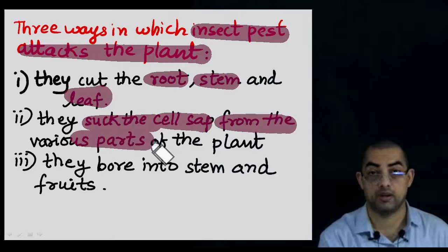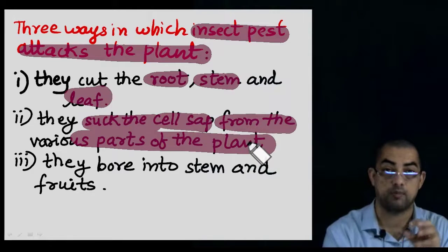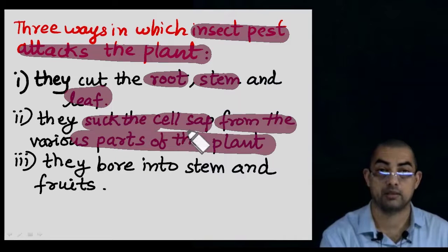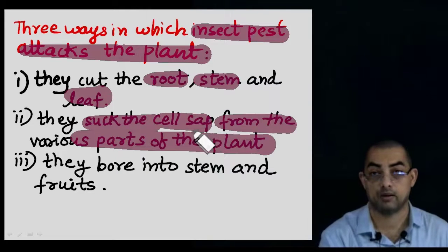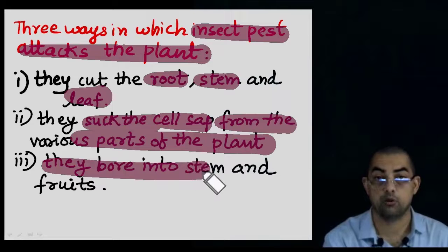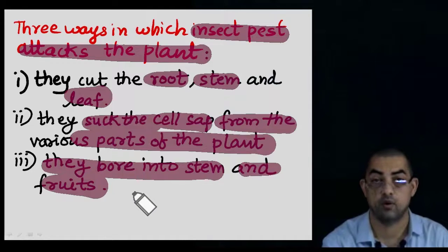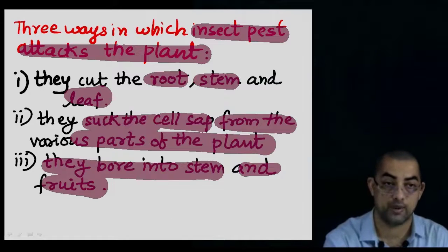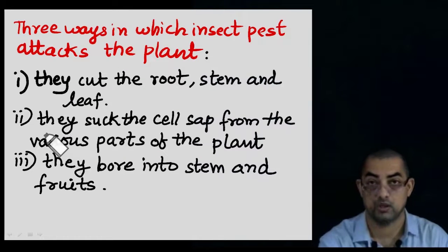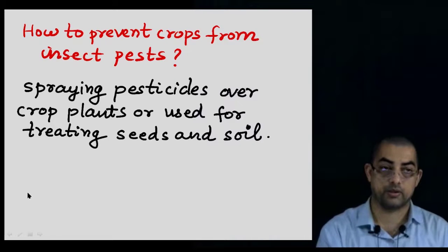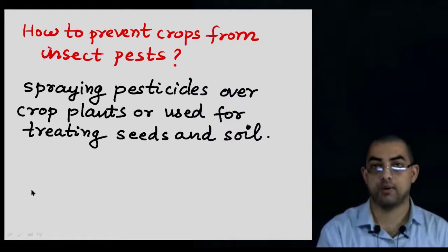They go into the various parts of the plant, from the stem, from the leaves, from the roots. They make holes and suck the cell sap, thereby damaging the plant. Otherwise, they can bore into the stem and live in the stem, or go into the fruits, eat the fruits, and live over there. So like this, they are going to damage our crops. These are the three ways in which insect pests can damage our plant.